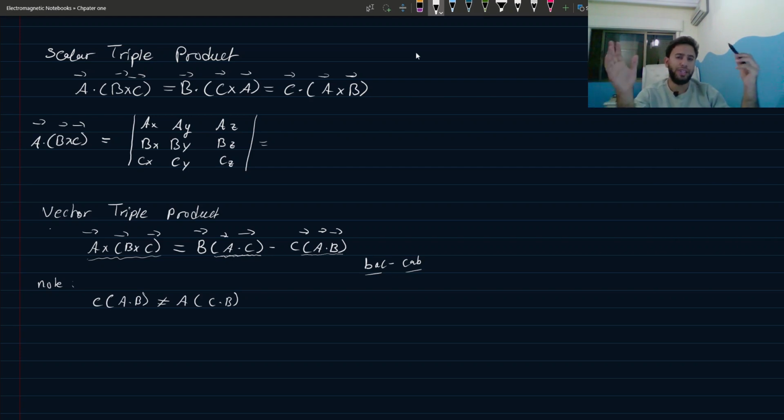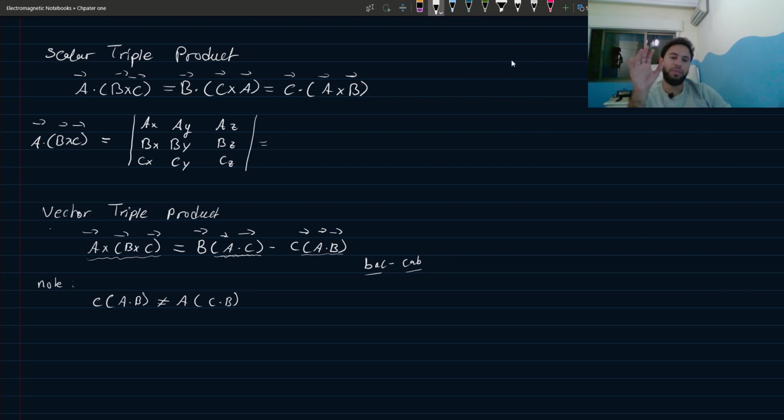But what if there is an easier way to multiply three vectors by themselves? The first technique we have, or the first case we have, is called scalar triple product. Now let's talk about the cases that we have.